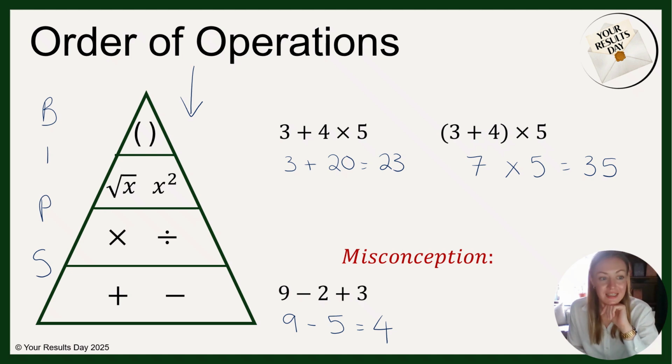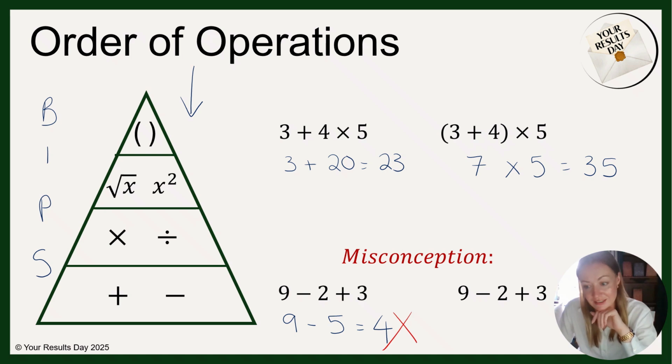Because with BIPS, brackets and indices stay the same, but then we use P to refer to products. Now, a product is the result of multiplying by something, but in this case, to avoid confusion, it can include division. I won't go into detail about why. And then sums, because sums involve addition and subtraction. The reason why 4 is not the correct answer for this question is because addition and subtraction occur simultaneously. And we've already seen from our calculator that 10 is the correct answer.